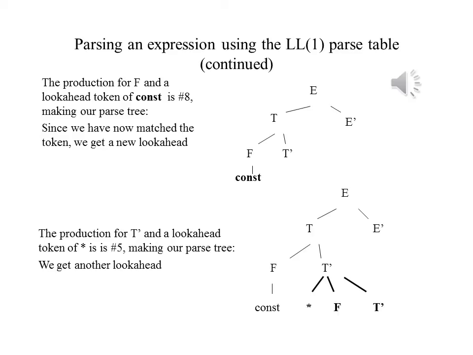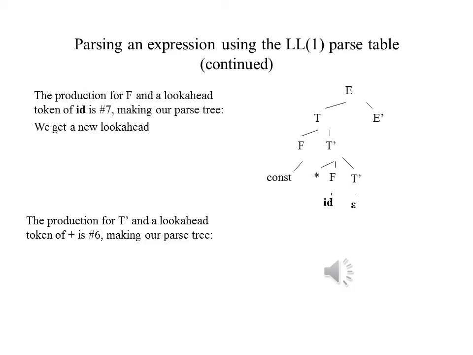So we will need a new token, and we get it from the scanner. Our new token is times, and we move to F's brother T prime. Looking up T prime and times in the parse table gives us production 5. T prime derives times F T prime, and these become T prime's children. We match the times on the parse tree to our token and get a new token from the scanner, identifier. Our new non-terminal is F, and looking up F and identifier in the parse table gives us production 7. F derives identifier.